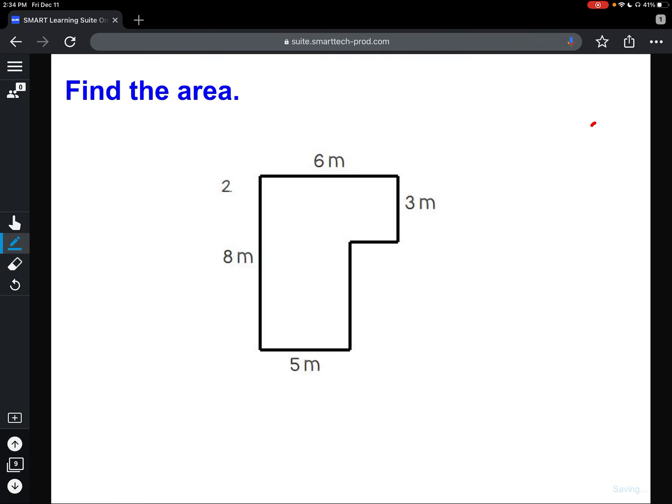All right, so this might be a little bit tricky since I'm writing on a screen and you don't have this right in front of you, but I want you to copy this picture down onto your slate. Copy it down and make sure you write the measurements. Then I want you to find the area. So you're going to have to partition the rectangle, split it up into two smaller rectangles so that you can find the area.